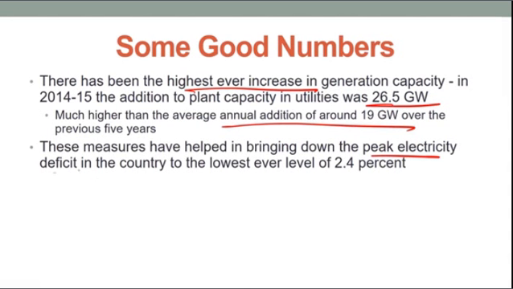Peak electricity deficit in the country. What is the meaning of peak electricity deficit? There's a peak demand and there is supply, right? The difference is the peak electricity deficit. At the time of peak demand, is the supply able to fulfill? If not able to fulfill, the difference is called peak electricity deficit. So now it has been brought down to the lowest ever level of 2.4%. Only 2.4% deficit was there in the country. So again, some good numbers, right?